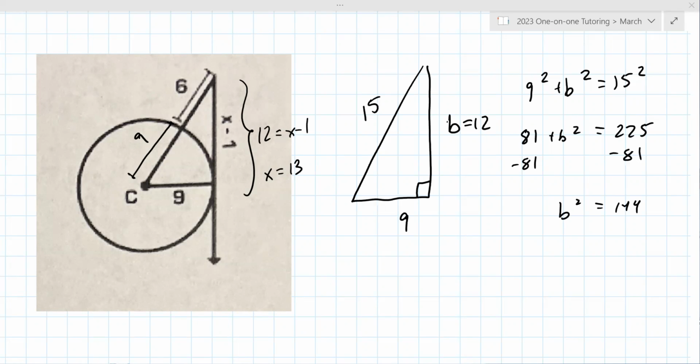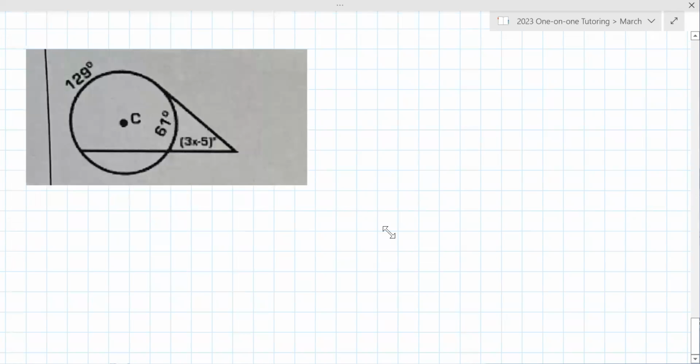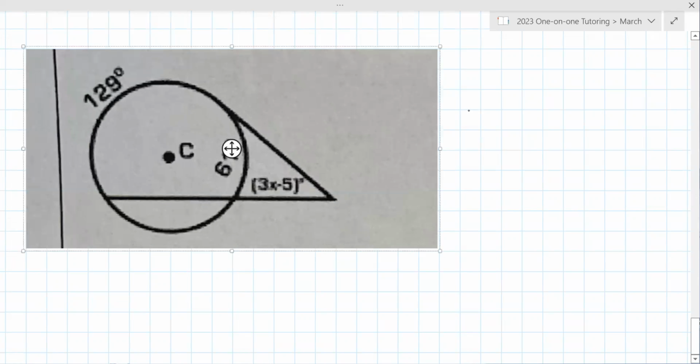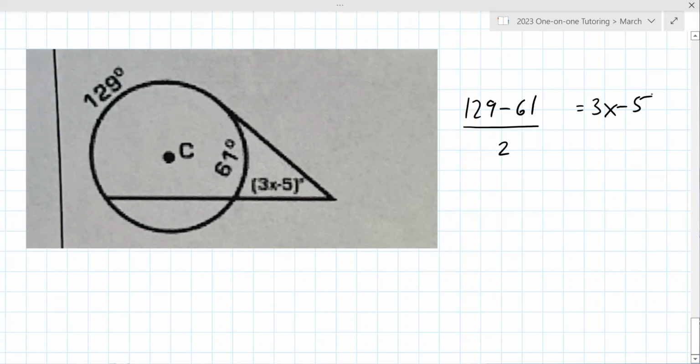So yes, and then circle Wayne. Let me know when you go on to the next guy here. Circle. Got it. Okay. So we're doing this stuff from yesterday. It's the major minus the minor. So it's 129 minus 61 divided by 2 equals 3x minus 5.